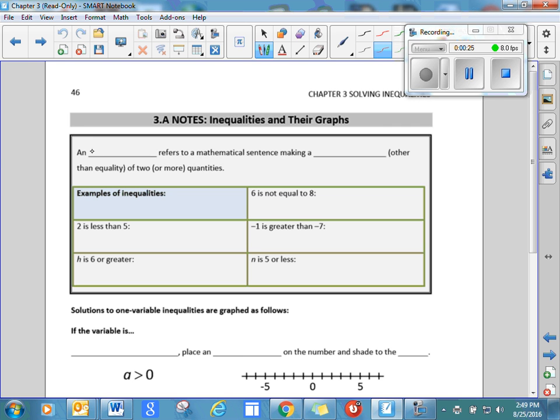So an inequality, I'm going to try to write better. I say that every time, and I don't. But it doesn't mean I can't try. An inequality refers to a math sentence making a comparison between two or more quantities. A comparison meaning is one larger or smaller than another. Because if they're not equal, then obviously they're unequal, and one is larger and one is smaller.